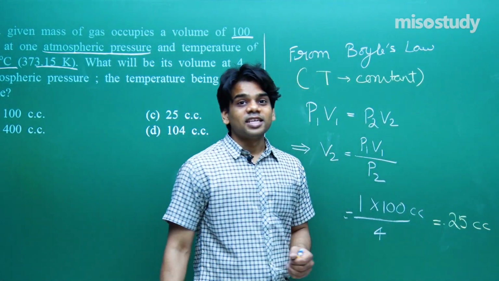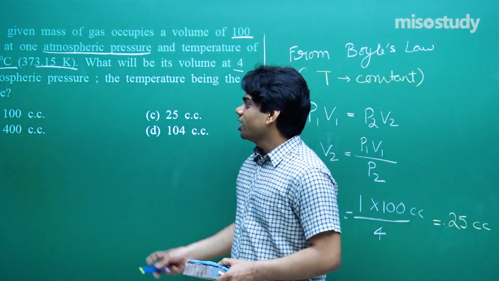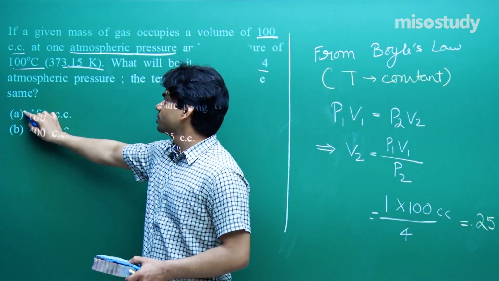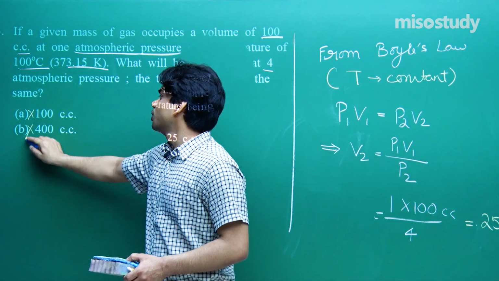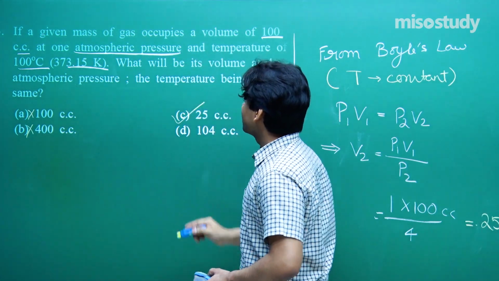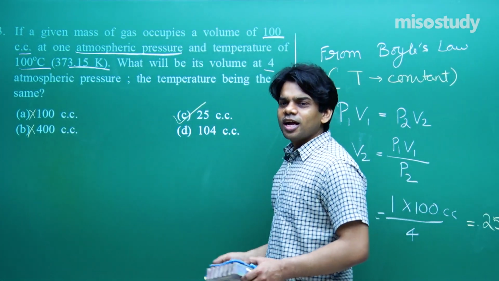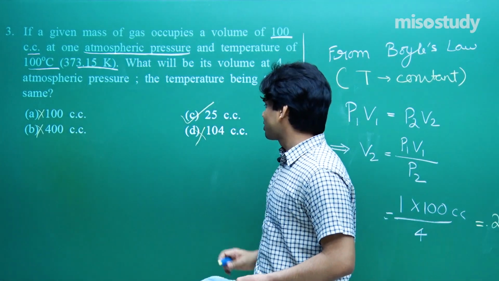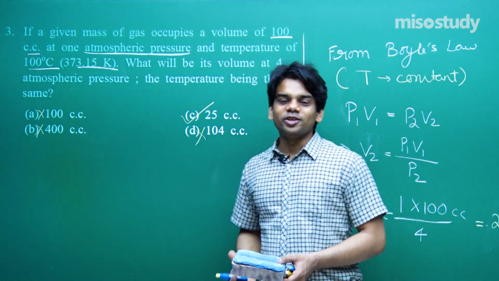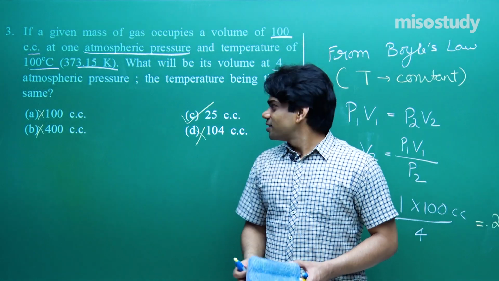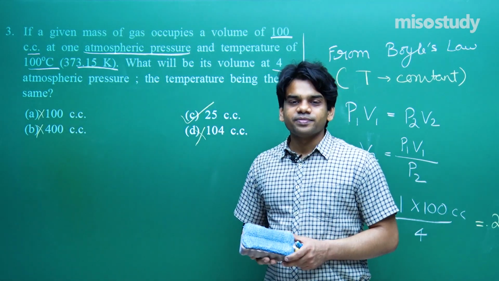25 cc, that's 1/4 of the initial volume. A, 100 cc, no, same volume, no. B, 400 cc, no. C, 25 cc, yes, this is the result that we are getting. And D, 104 cc, no. That's quite unobvious. We cannot go for option D anyhow. Option C, 25 cc, will be the right answer.